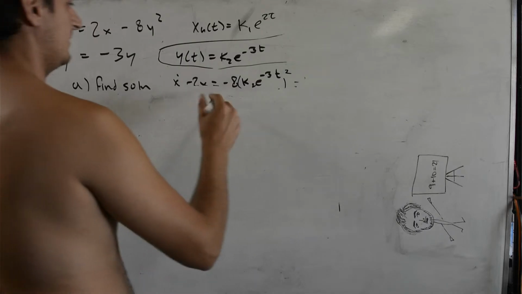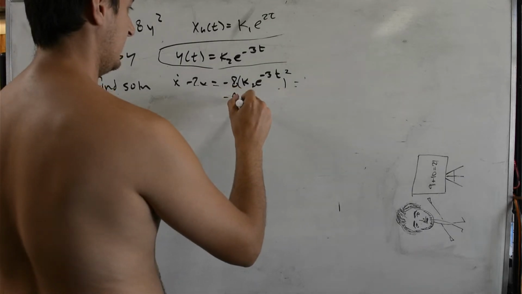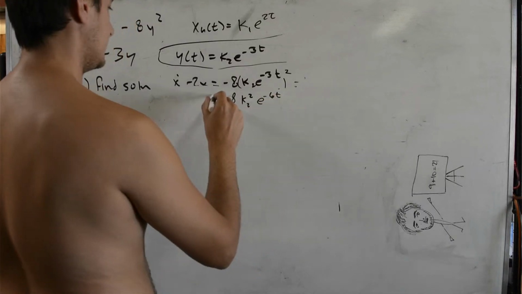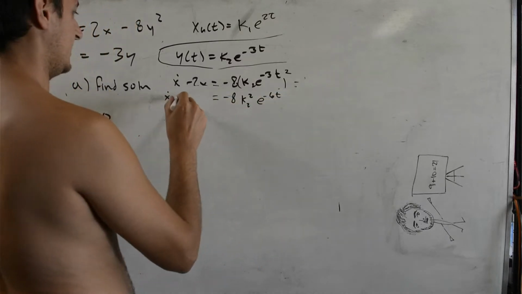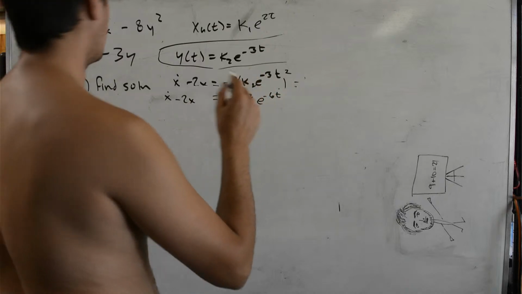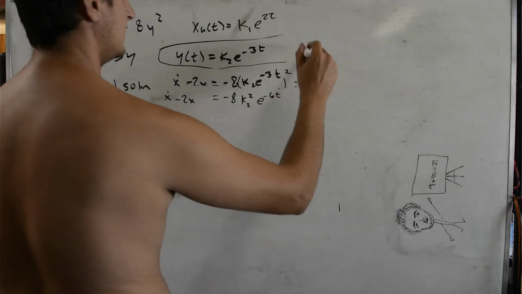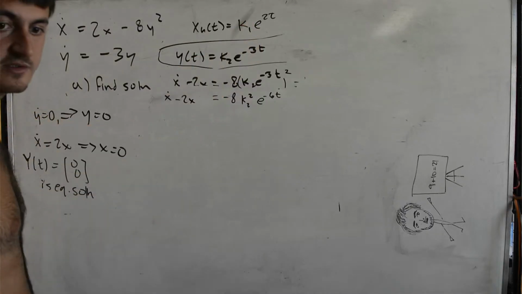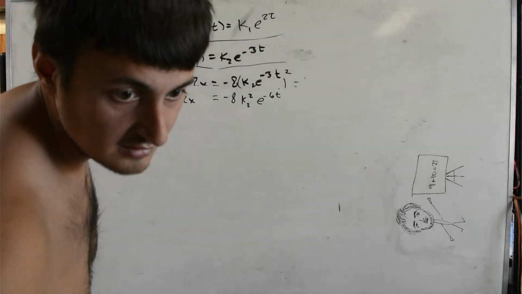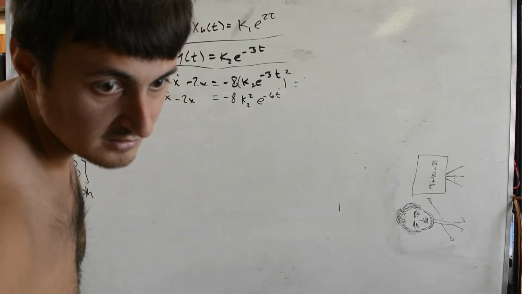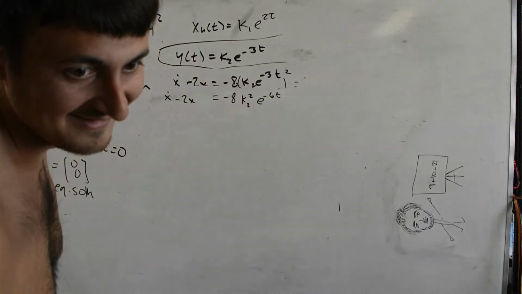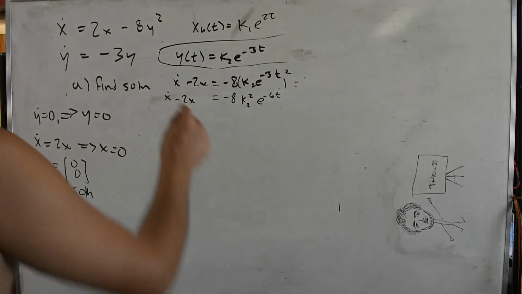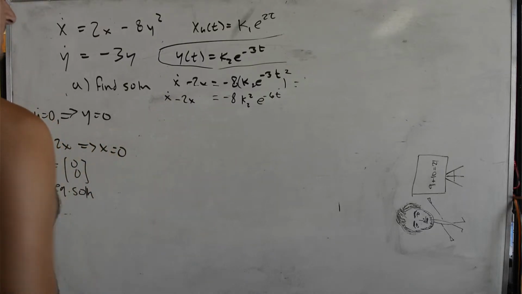So we get minus 8 k2 squared e to the minus 6t is equal to x dot minus 2x. So our homogeneous solution x sub h is correct. You guys are funny. Okay, so what do we need to do?